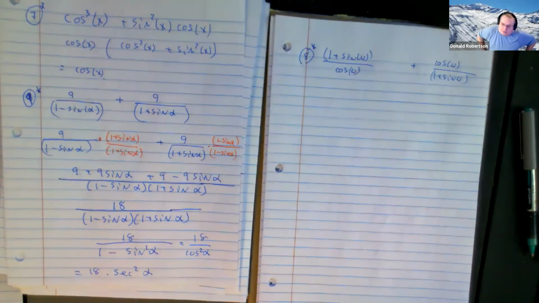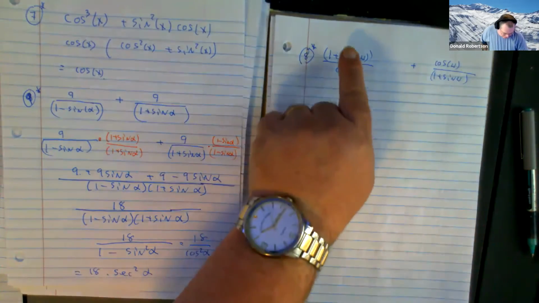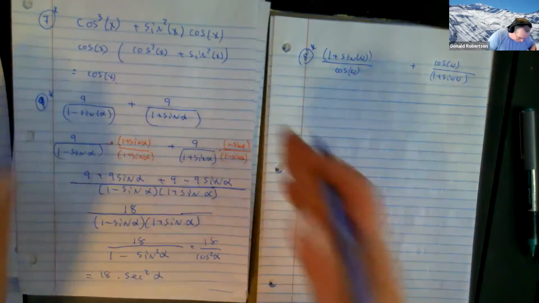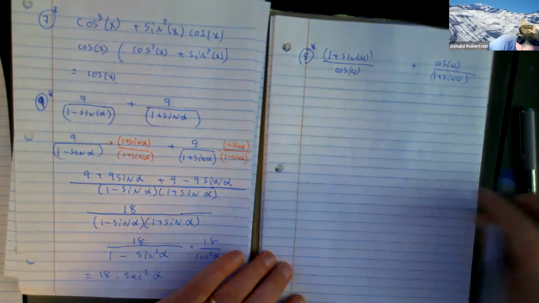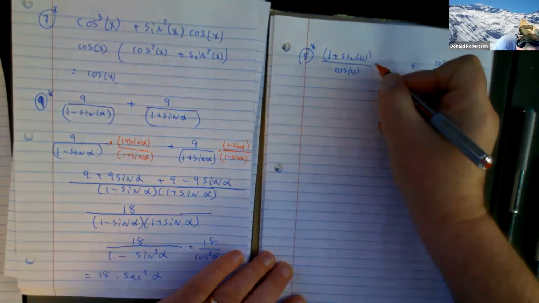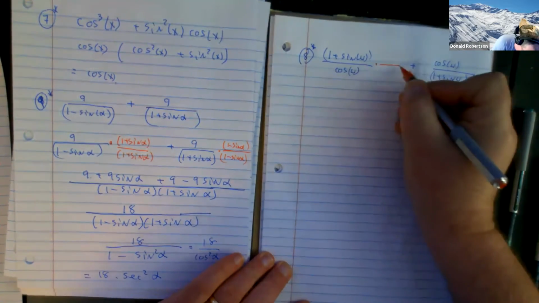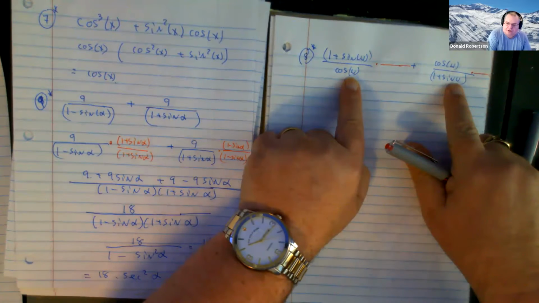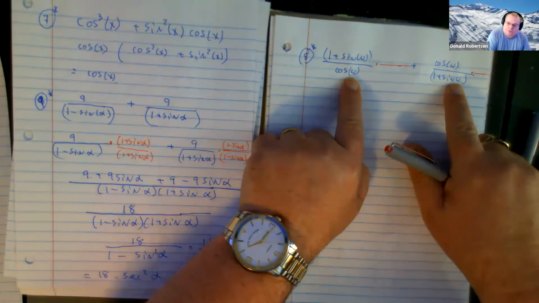Okay, there's the original: this fraction plus that fraction. We have been asked to simplify. That means that we need to add these two fractions together by doing something so they now have a common denominator.